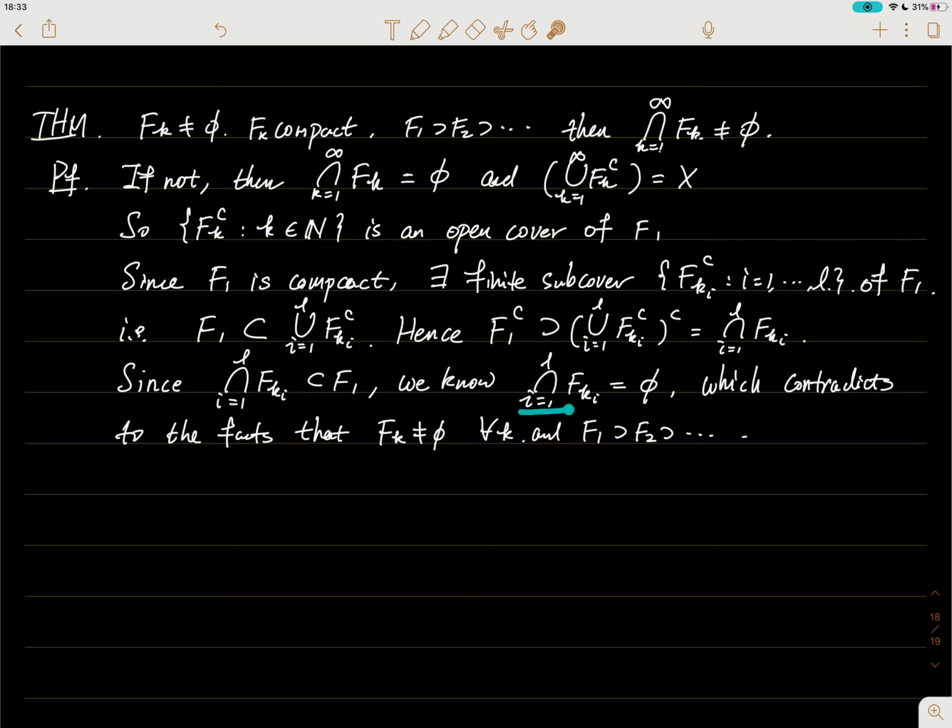Because let's say that we have FK1 through FKL, and let's say they are in descending order. So FK1 is the largest and FKL is the smallest, and the intersection of them will be just FKL. But remember that every one of them is non-empty, so FKL should be non-empty as well. That's why the intersection of just finitely many of them cannot be empty. And this gives us the contradiction. And that tells us that the intersection of this cannot be the empty set.